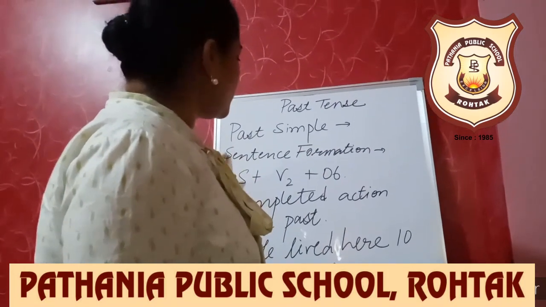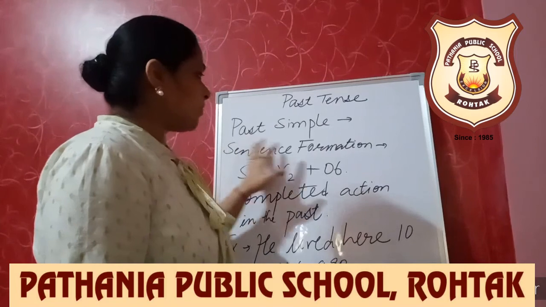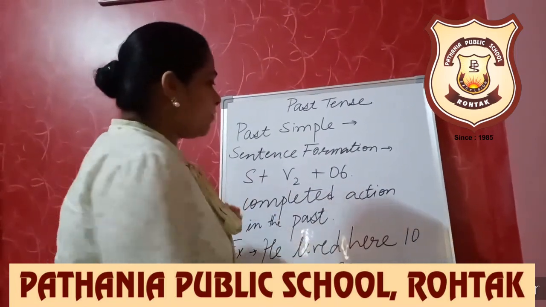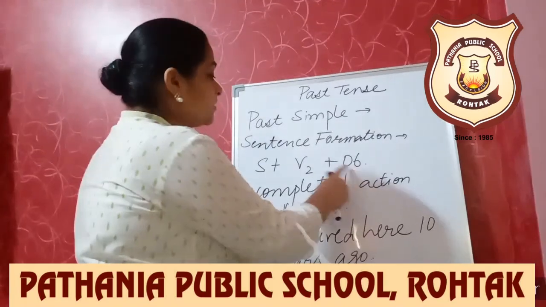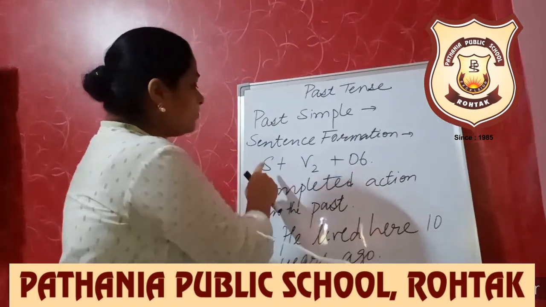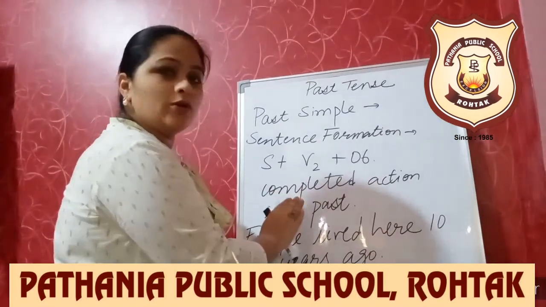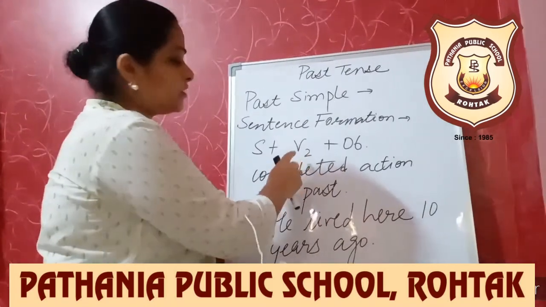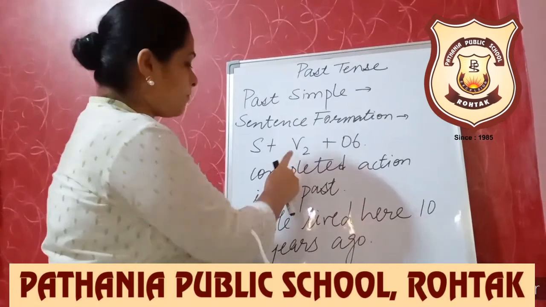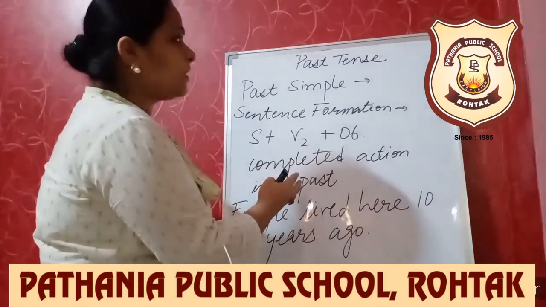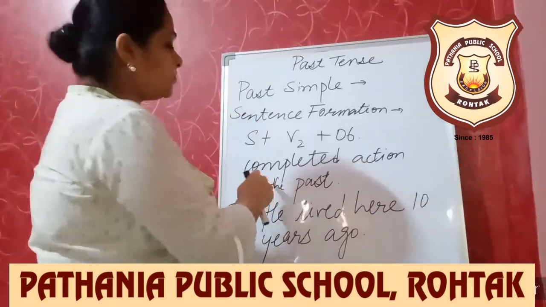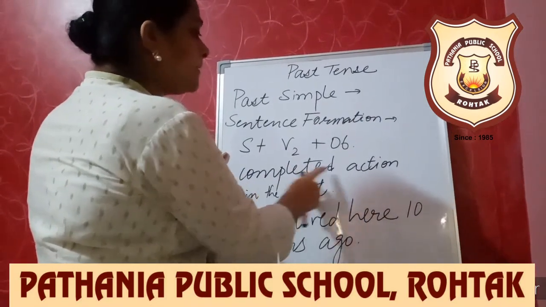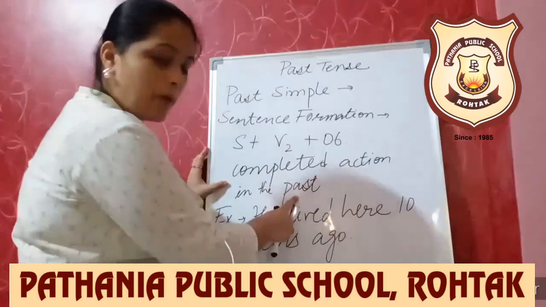Past simple. First of all, let's understand the sentence formation. Subject plus verb second form and then object. Note down that there is no rule of singular or plural. Whatever the subject is, you just need to apply the verb's second form. So how and where can we use it? We use this tense with a completed action in the past.